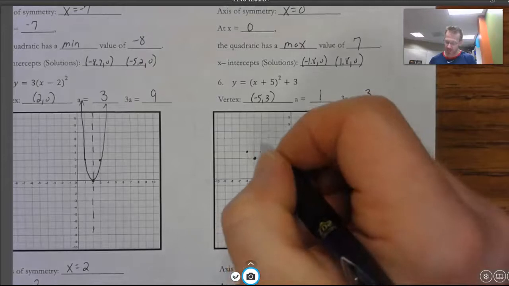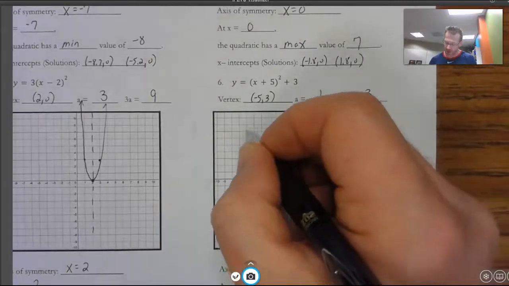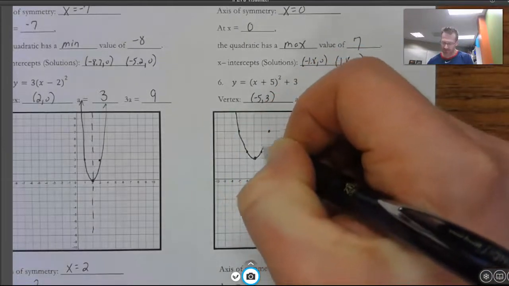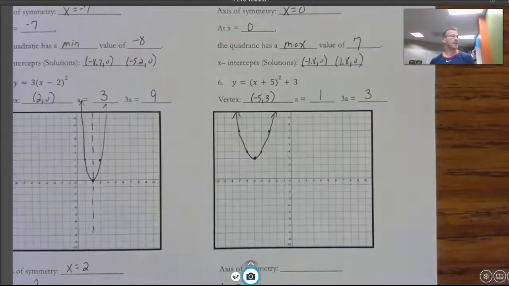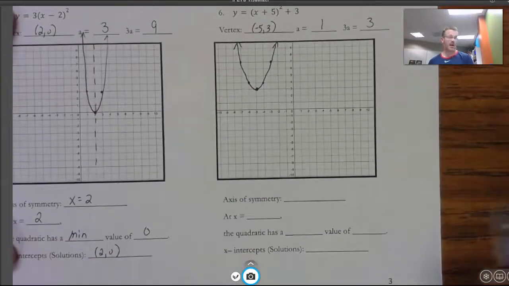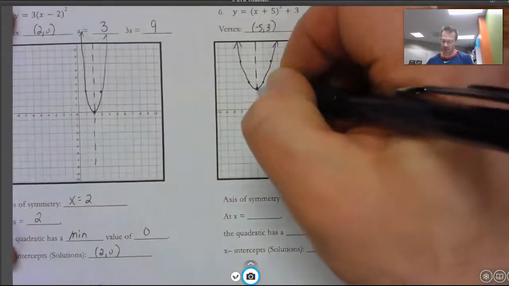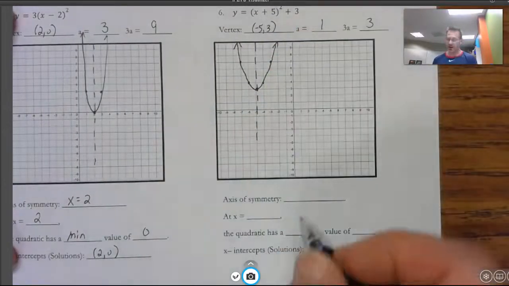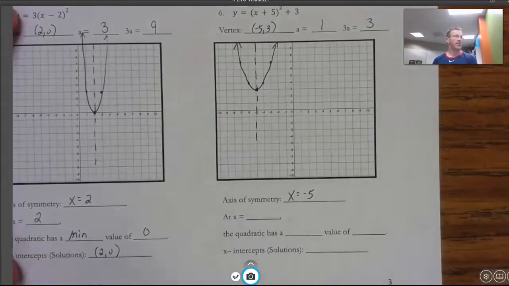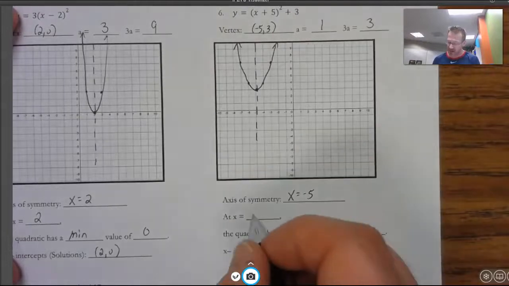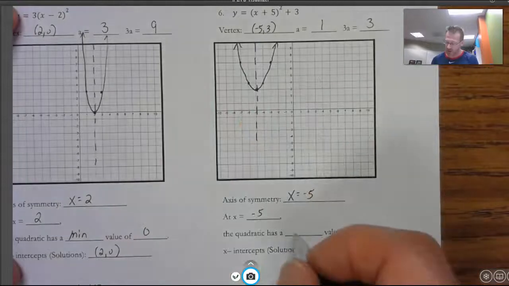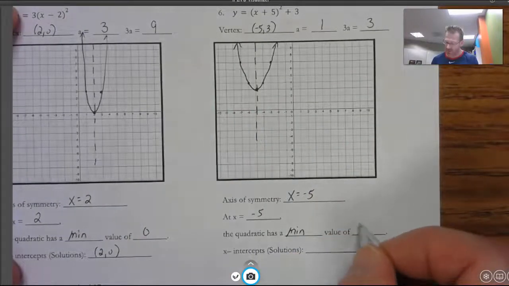So from here, I'm going to go up 1, 2, 3 to the right one, up 1, 2, 3 to the left one, draw my graph just like so, and then I am finished. Now, once again, looking at those key pieces, my vertical line through my vertex is that one, x equals -5. At x equals -5, I get a minimum value. There's nothing below the vertex here, so it's a minimum value of 3.